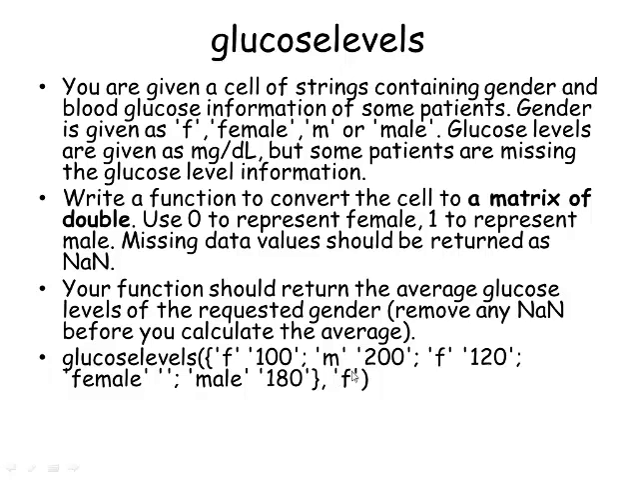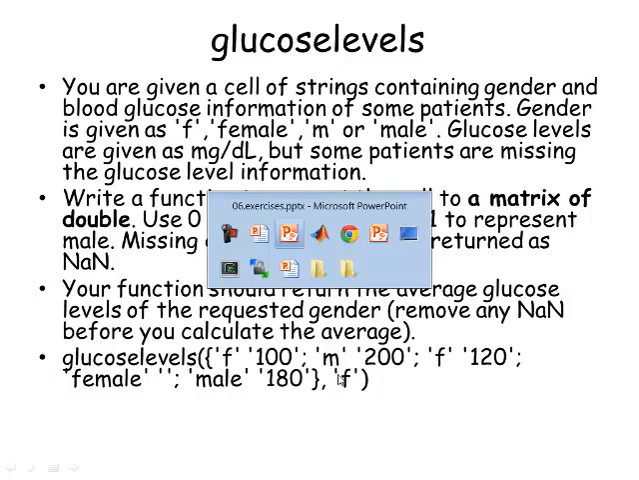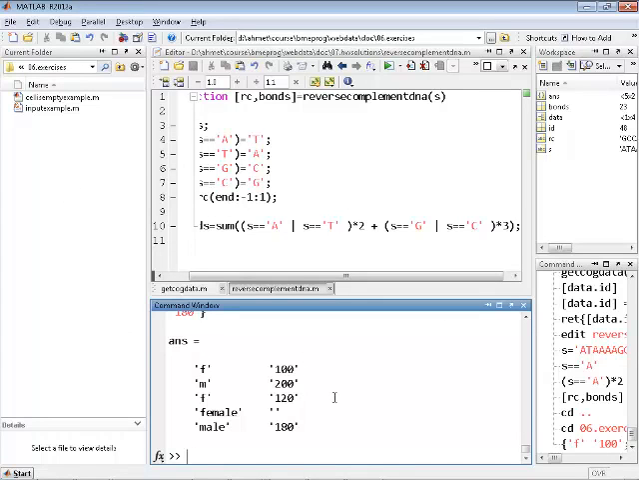And what we will also do is, when the gender is given, we will return the average glucose level for that gender among the patients. Okay. So this is the example input. The first patient is a female with blood glucose level 100. The second patient is male with blood glucose level 200. The fourth patient is missing the blood glucose level.